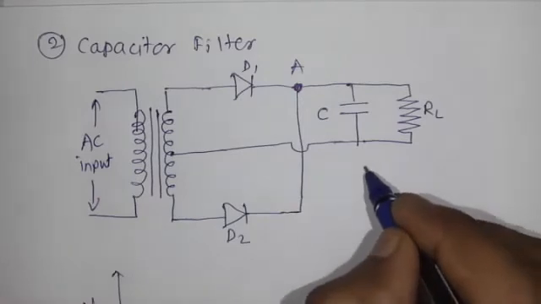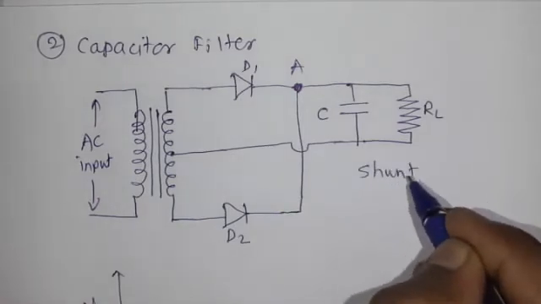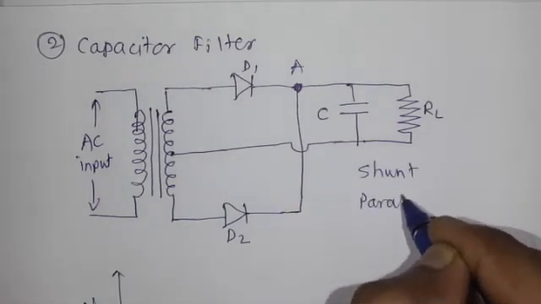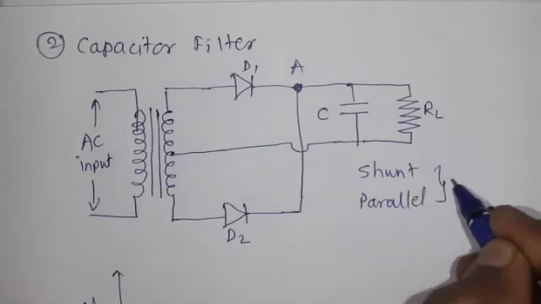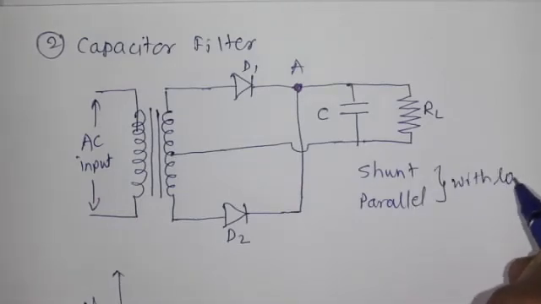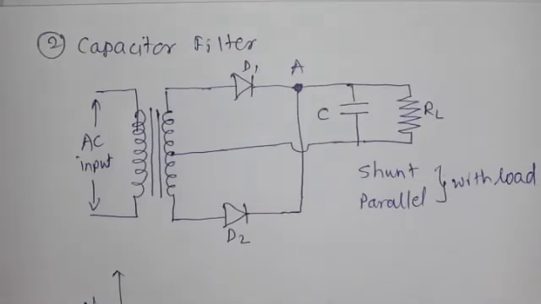Which means it is connected in shunt, or it is connected in parallel with the load. Okay, so here the capacitor is connected in parallel with the load resistance. Now here the property of capacitor charging and discharging is used. During the positive half cycle of the AC input, the charging of the capacitor takes place.